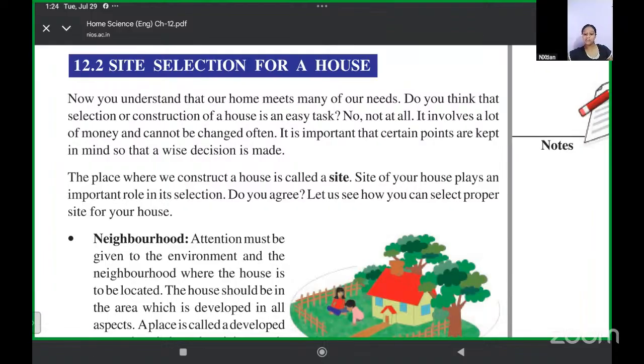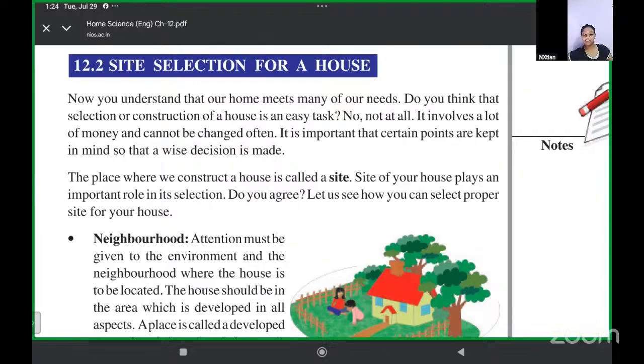Now, this talks about how we select a site for a house, meaning how we select a place for a house. If we are not directly purchasing a house that is already built, we are purchasing the land. Some people purchase the land and construct the house on it. For the land also, it is important to check everything to select it properly. If you're buying a house also, it's important to check everything.